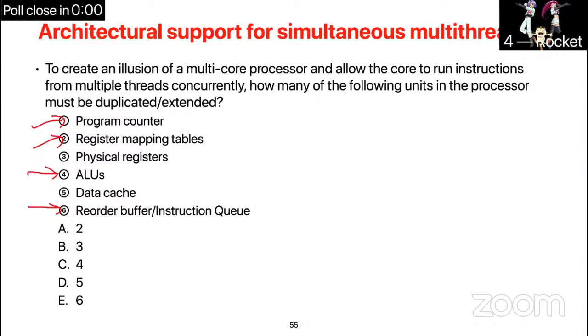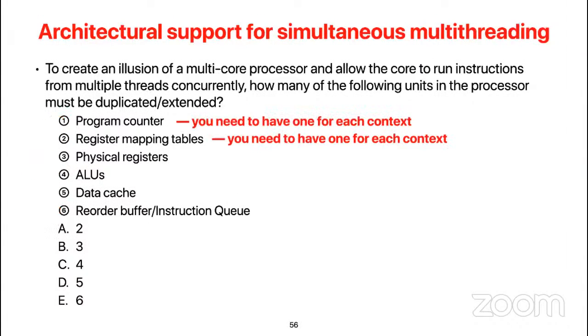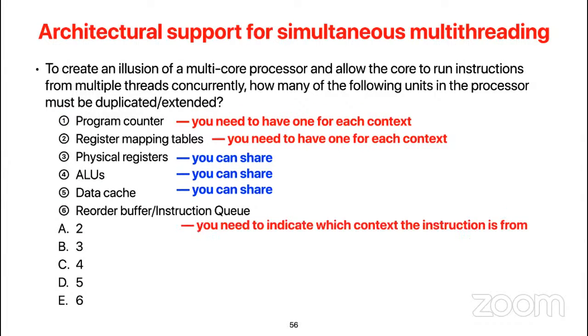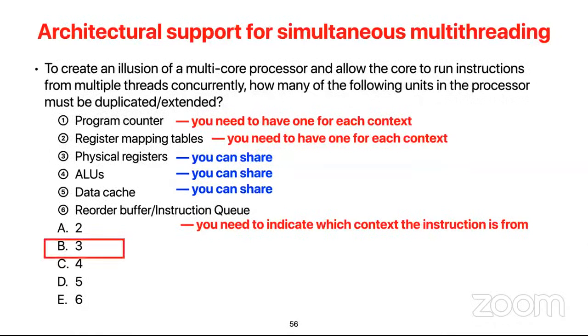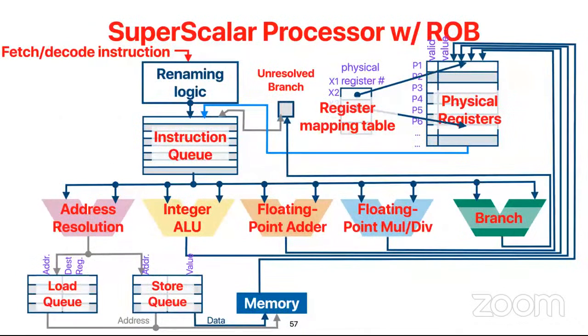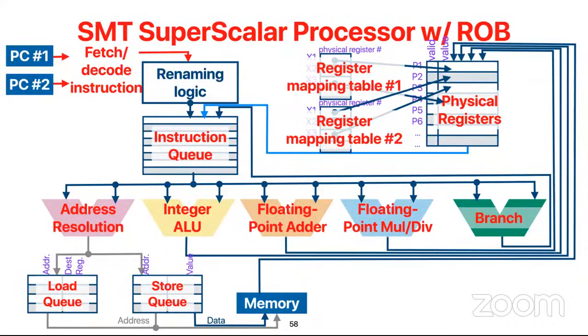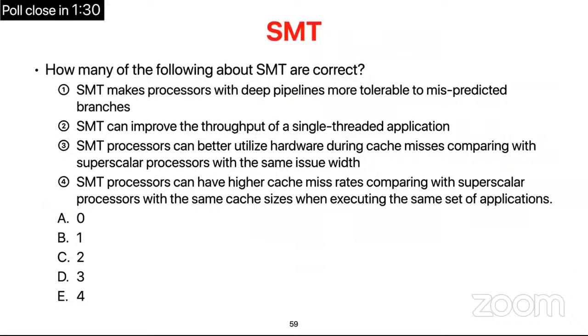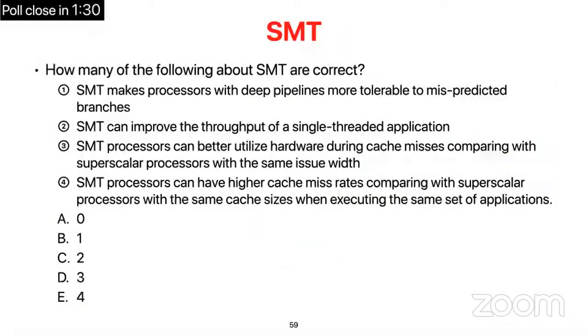So if you look at this one, all you need is that we need 3 things to be duplicated to present an illusion of multi-core processor, right? So actually, if you want to support simultaneous multi-threading, all you need is a separate PC, a separate register mapping table, and potentially 2 instruction queues. Then I'm done, right? So now I just want you to think about, okay, what's the benefit of having simultaneous multi-threading?